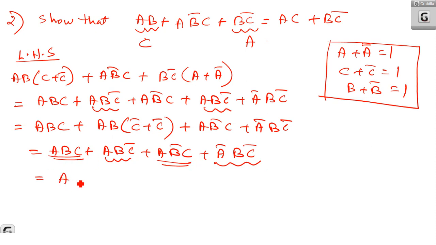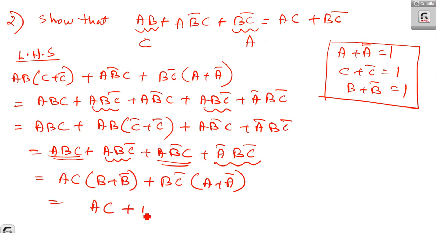So AC into B or B bar, or in the second term and fourth term, C bar is common, BC bar is common, BC bar into A or A bar. What is B or B bar? B or B bar is 1. Similarly, A or A bar is 1. So answer is AC or BC bar.